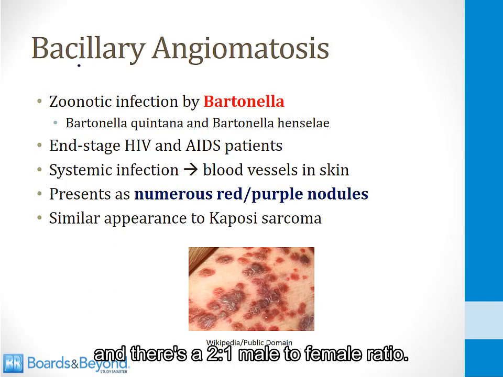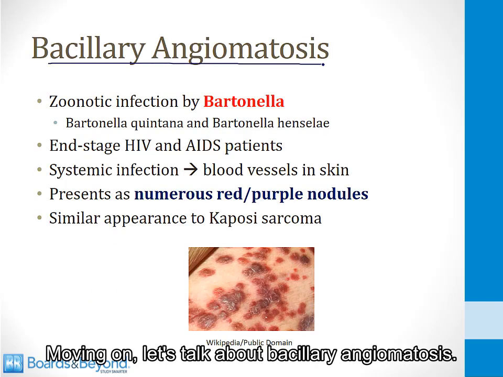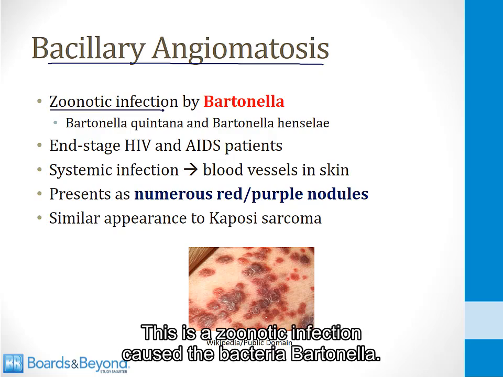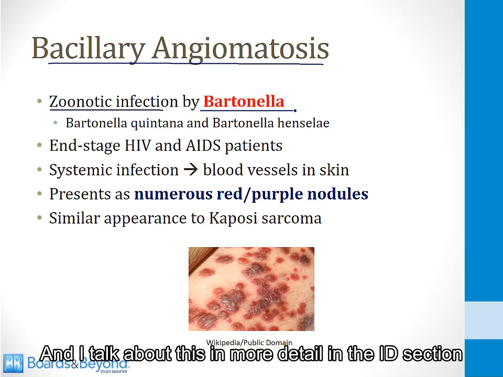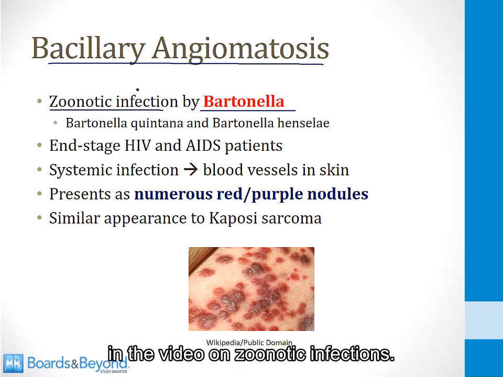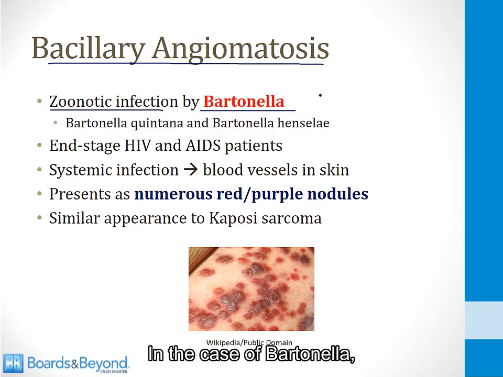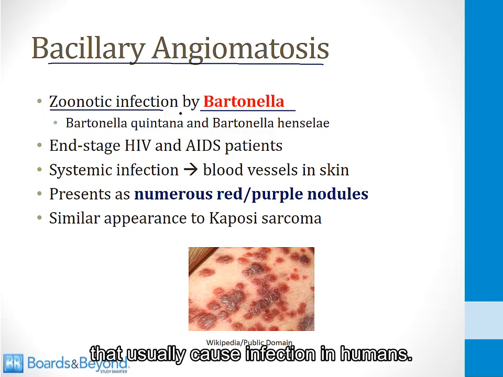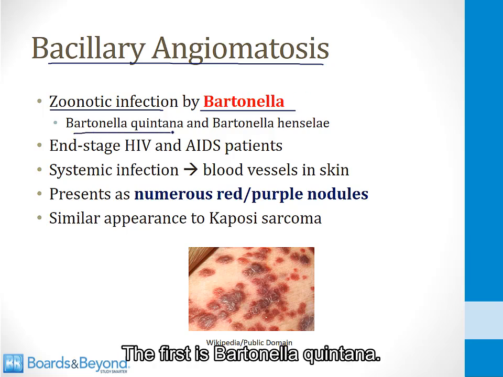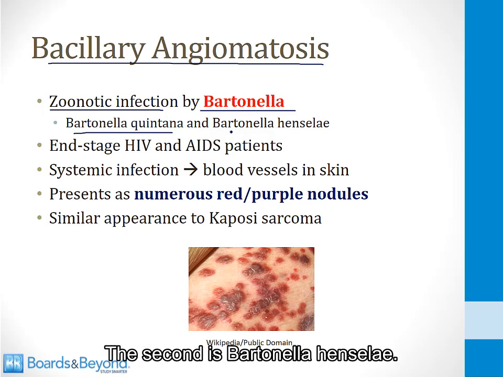Moving on, let's talk about bacillary angiomatosis. This is a zoonotic infection caused by the bacteria Bartonella, and I talk about this in more detail in the ID section in the video on zoonotic infections. A zoonotic infection is an infection that is transmitted to humans from another species. In the case of Bartonella, it usually comes from lice or cats. There are 2 types of Bartonella that usually cause infection in humans. The first is Bartonella quintana. The second is Bartonella henselae.